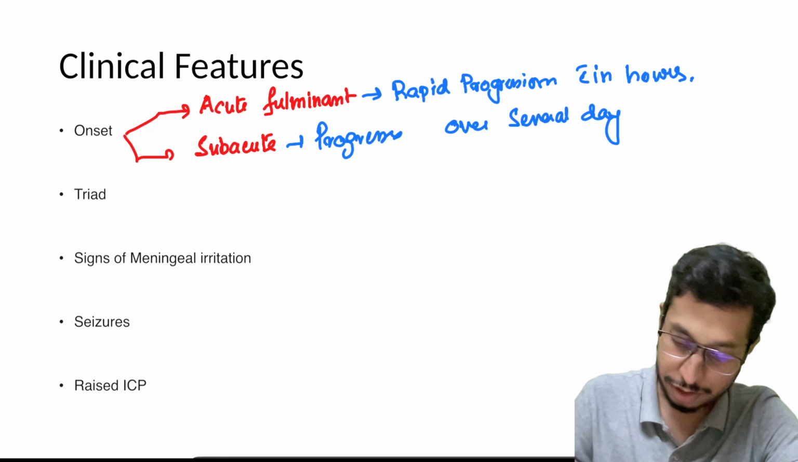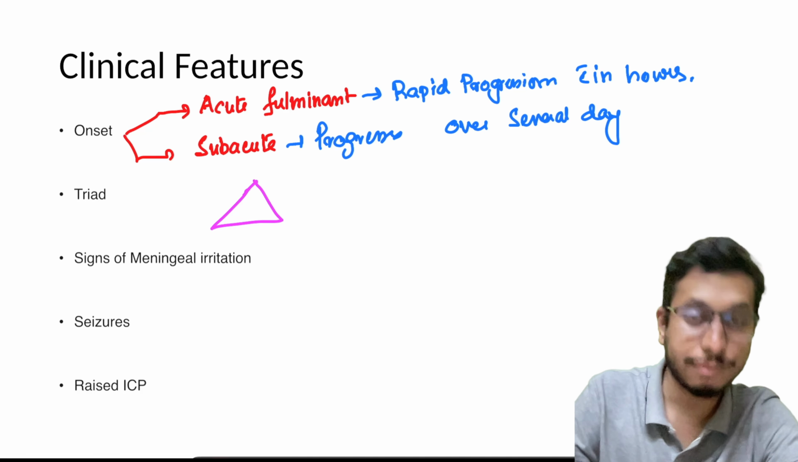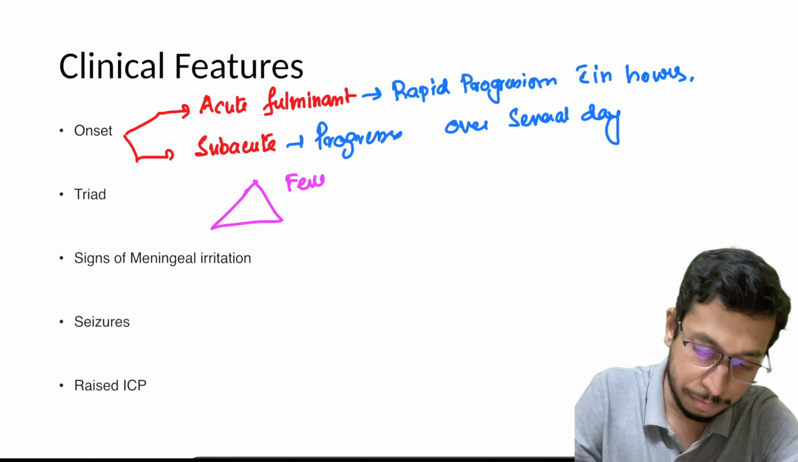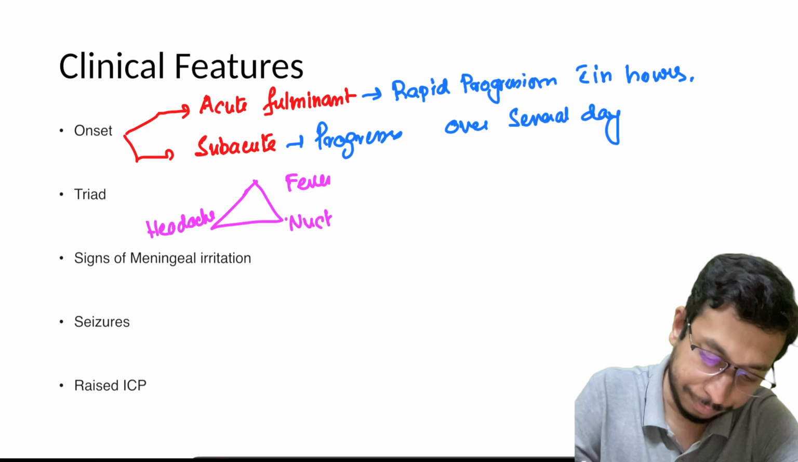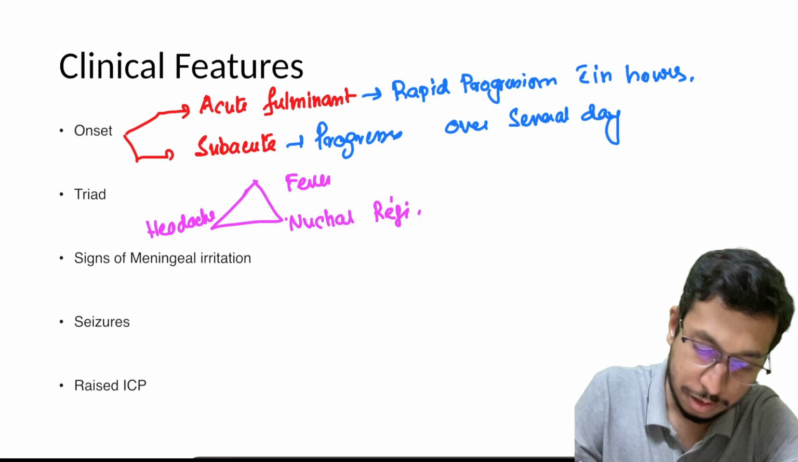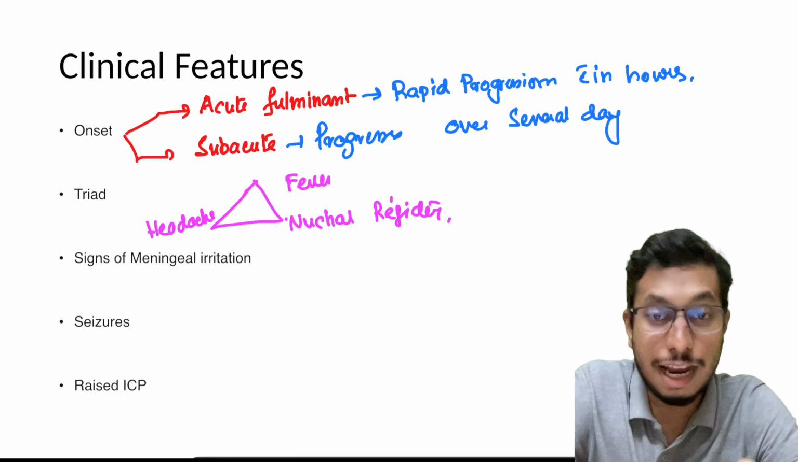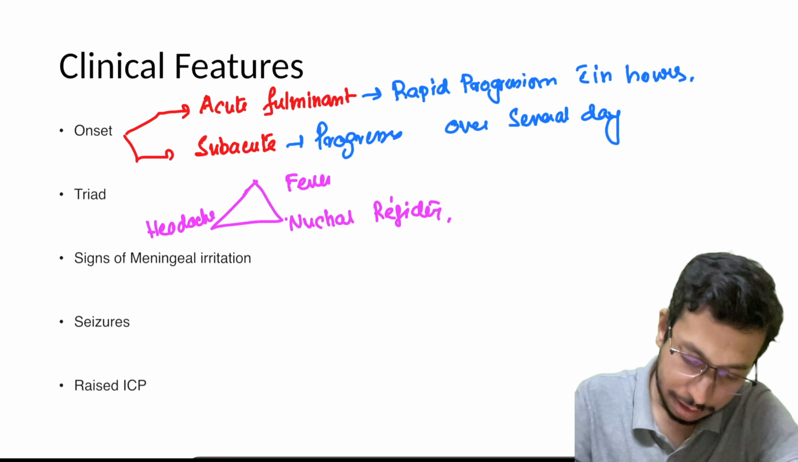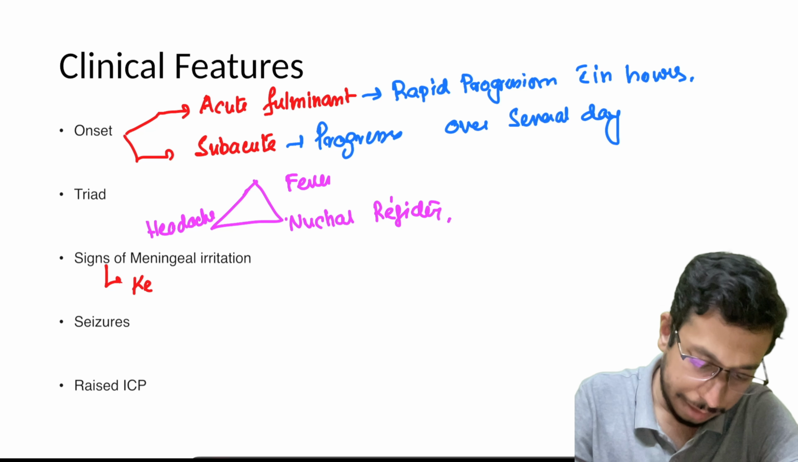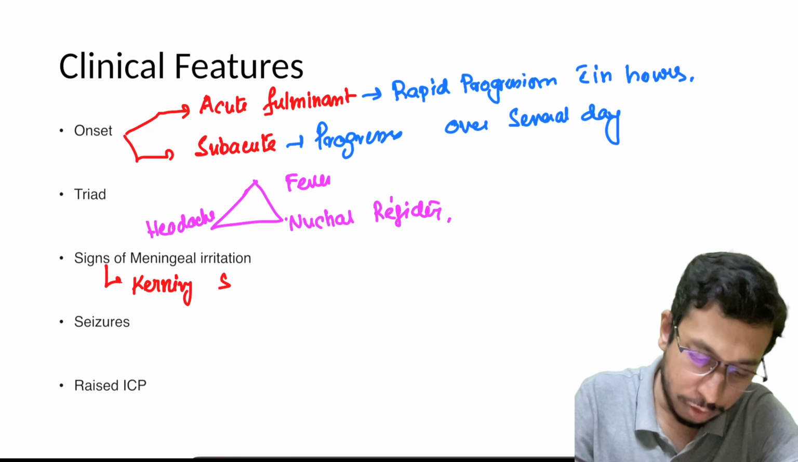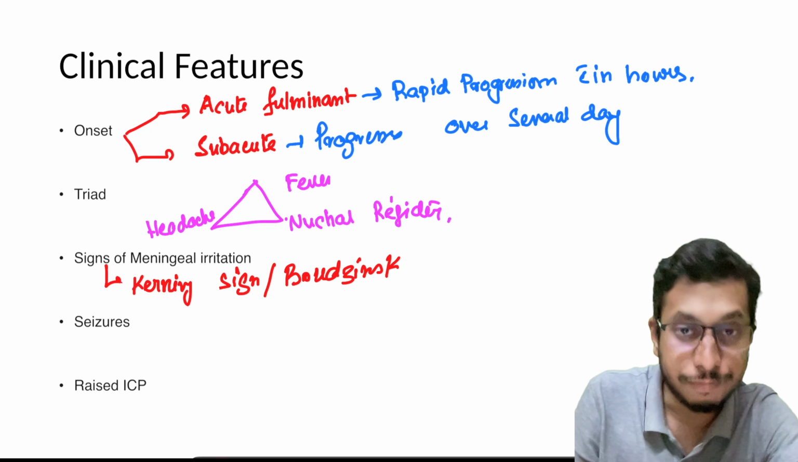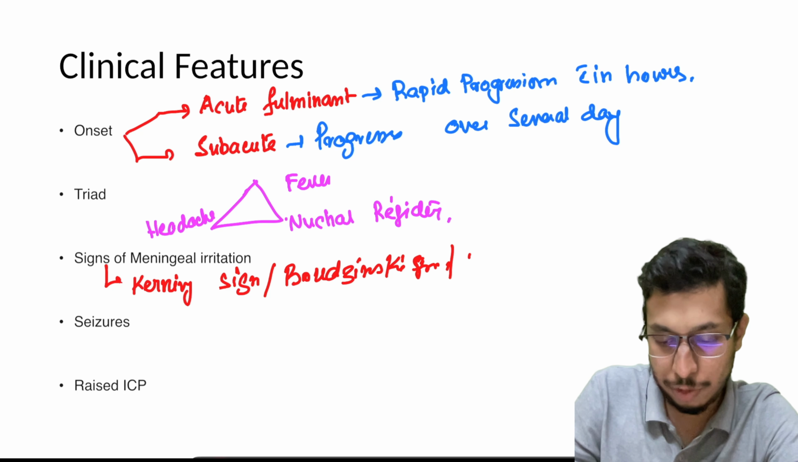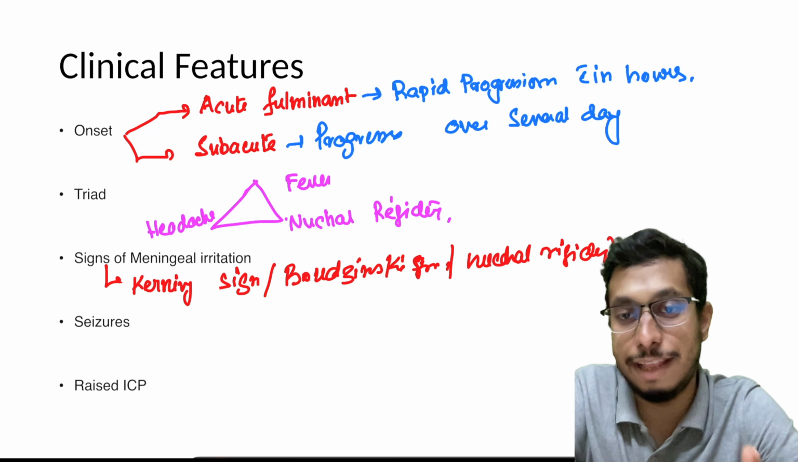All right. Now there is a triad. The triad is fever, headache, and nuchal rigidity, which is seen in this case. Now regarding signs of meningeal irritation, obviously we will get Kernig sign, Brudzinski sign, and nuchal rigidity. Nuchal rigidity is considered a pathognomonic feature of meningitis, right?